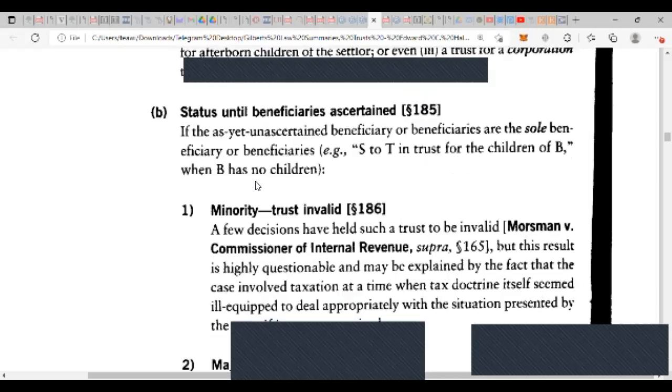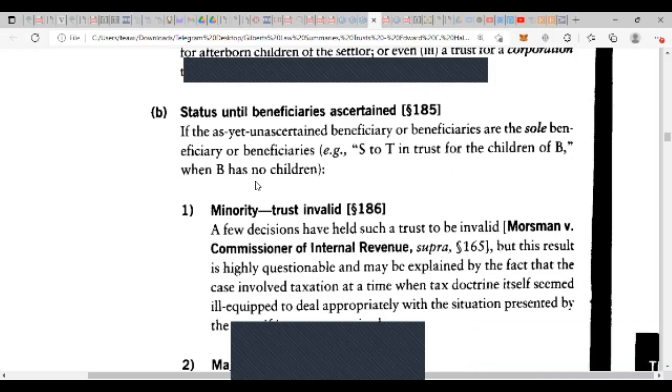Status until beneficiaries ascertained. Section 185. If the as yet unascertained beneficiary or beneficiaries are the sole beneficiary or beneficiaries, such as S to T in trust for the children of B when B has no children.